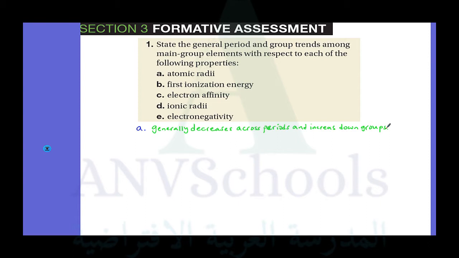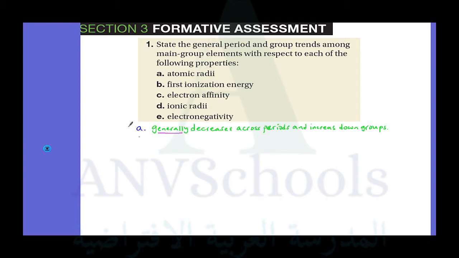We have already outlined why this happens: as you go across a period, electrons are added in the same shell, so the nuclear charge is more dominant than the electron repulsion, and it will shrink the size. Bear in mind this is a general trend, because there are some elements whose atomic radius doesn't obey this; not all of them will decrease. The general trend decreases across a period and increases down groups.